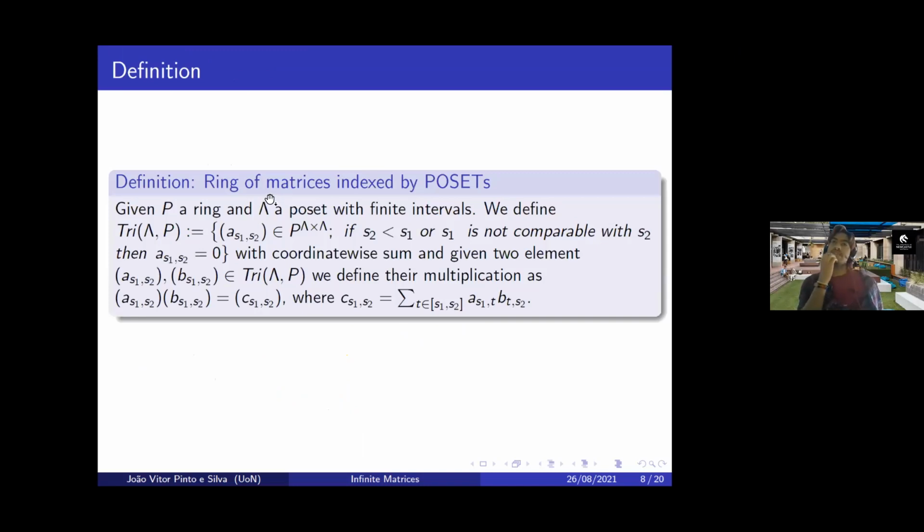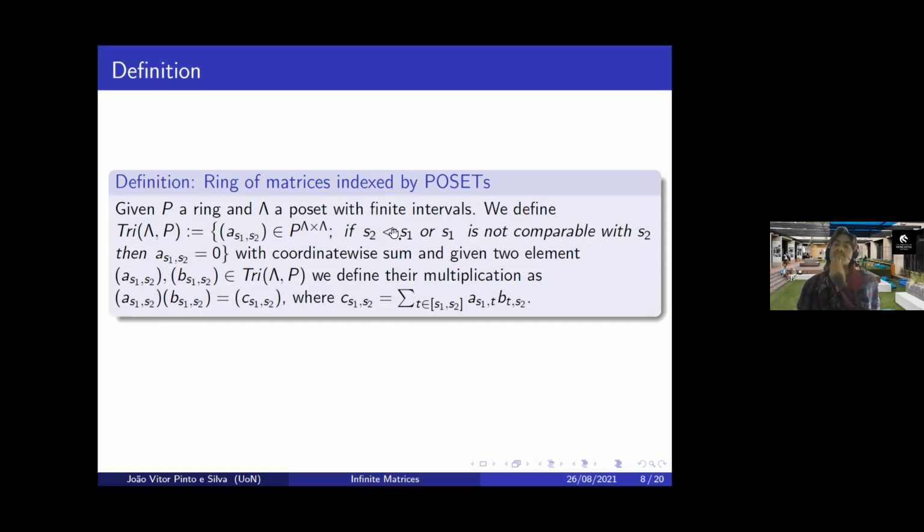So what is the idea? We first get a ring and we get some poset with finite intervals. And we will define this ring Tri_Λ(P), which is like triangular matrices indexed by Λ and with entries on the ring P. So they will be the elements of the square matrix Λ times Λ. So you just have a big square matrix here, and Λ can be finite or infinite with any cardinality.